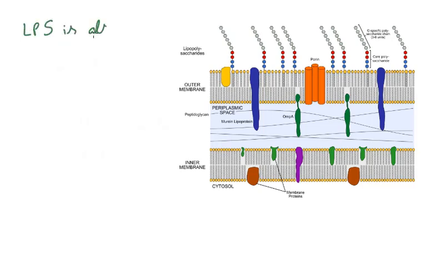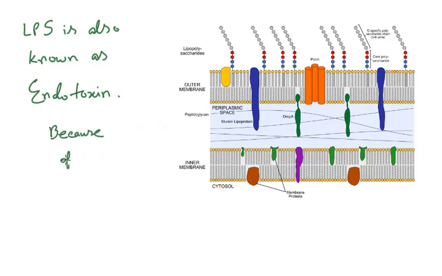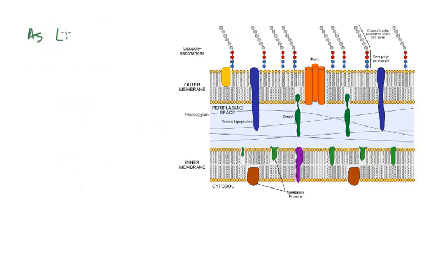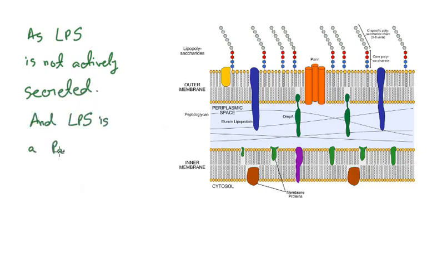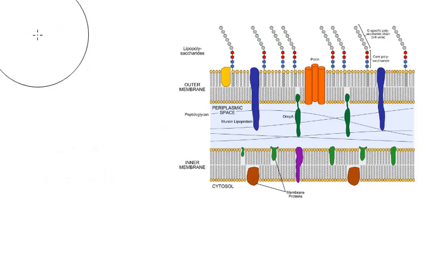Now let's have a look at why LPS is also known as endotoxin. First of all, the lipid A part of lipopolysaccharide is actually responsible for its toxic effect in living organisms. There are two types of toxins from bacteria: exotoxins, which are not part of the bacteria and are actively secreted, and the endotoxin, which is lipopolysaccharide, which is not actively secreted and is part of the bacterial cell wall. So that's why lipopolysaccharide is an endotoxin, not an exotoxin.